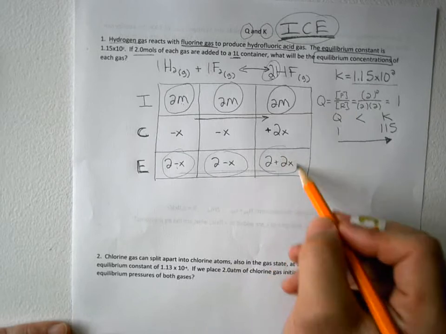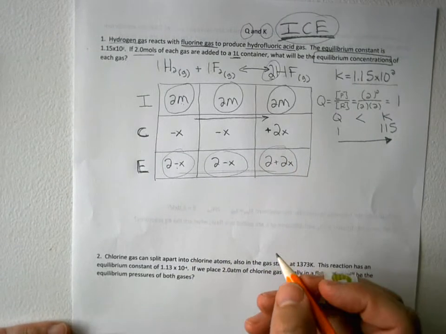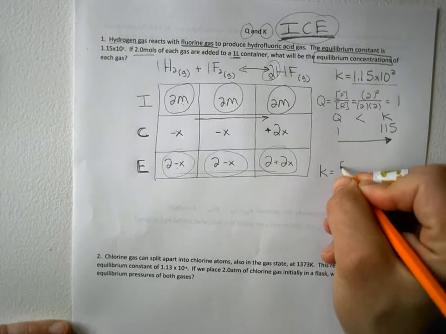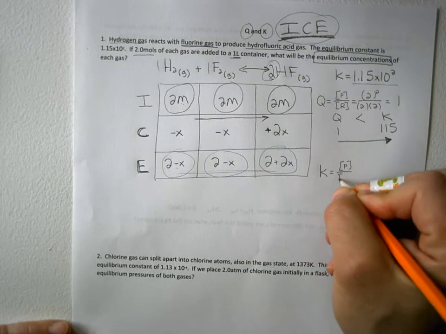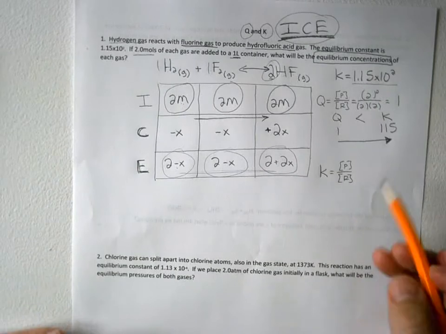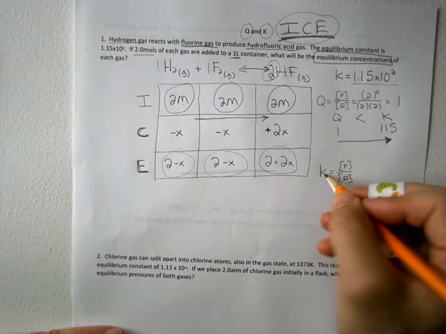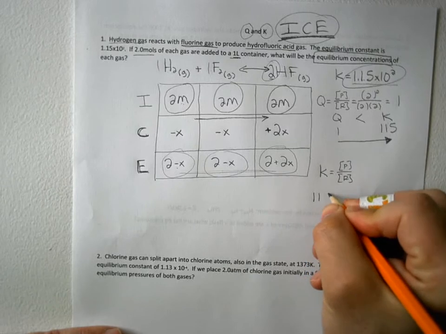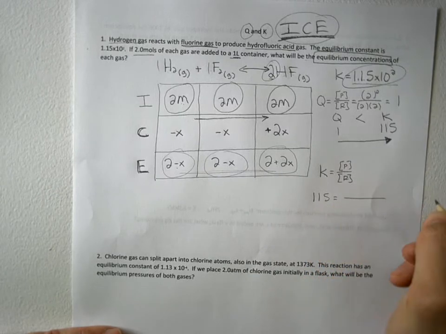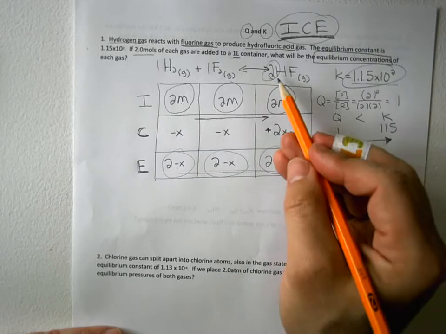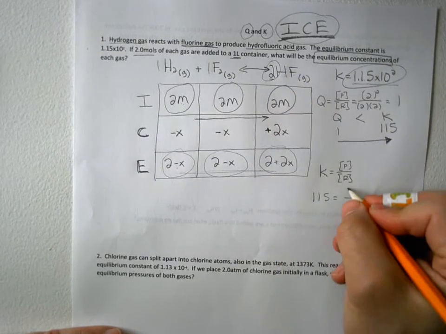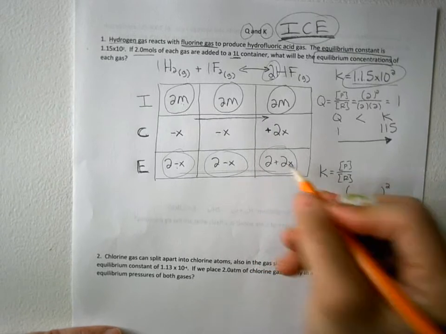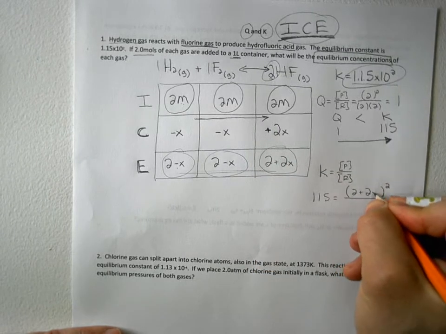Okay, now we have these equilibrium concentrations. Now we need to set them up in our K value. So K equals concentration of products divided by concentration of reactants. Now what is the K value? K is 115. We already read that in the problem. Now our products at equilibrium are the HFs, and there's two of them. So we would have that concentration squared, and the value is 2 plus 2x.